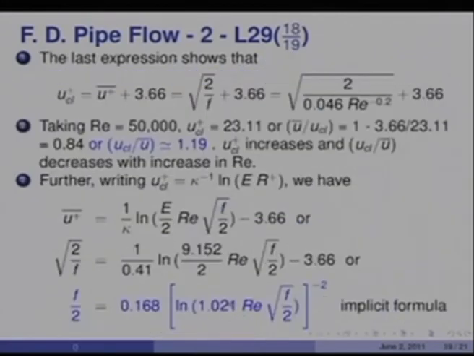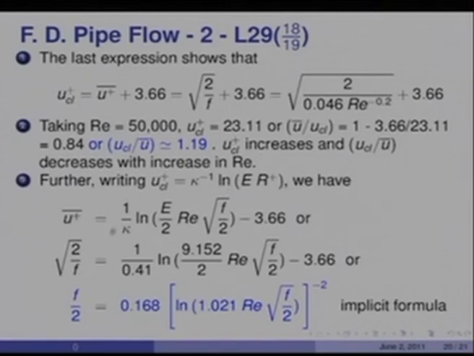So, then what does that mean? You get central line plus equal to u bar plus plus 3.66, and u bar plus, as you know, would be equal to root 2 by f, and that shows you what the magnitude of u CL by u bar will be in a typical turbulent boundary layer, about 1.19 at 50,000.